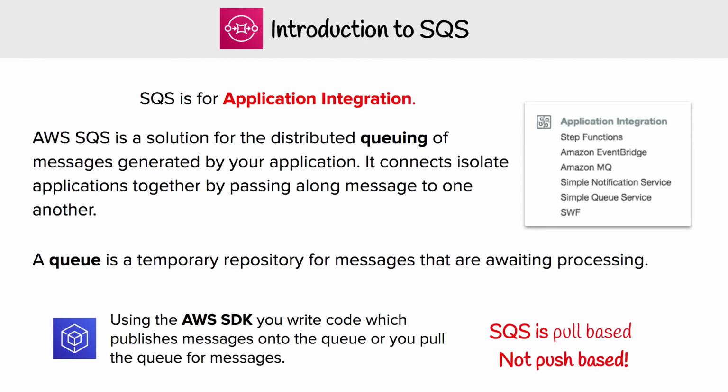A queue is a temporary repository for messages that are waiting to be processed, right? Just think of going to the bank and everyone is waiting in that line. That is the queue. And the way you interact with that queue is through the AWS SDK. So you have to write code to publish messages to the queue. And then when you want to read them, you're going to have to use the AWS SDK to poll messages. And so SQS is pull-based. You have to pull things. It's not push-based, okay?